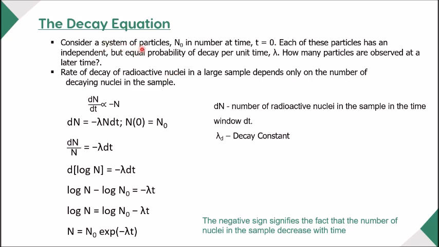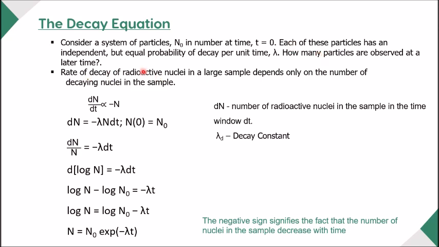Consider a system of particles with N0 in number at the time t equal to 0. At that time, N0 is the number of particles. Each of these particles has an independent but equal probability of decay per unit time, lambda, where lambda represents the decay constant. We'll get to know about the decay constant. How many particles remain at a later time? That's the point: as the time varies, how much decay is happening.